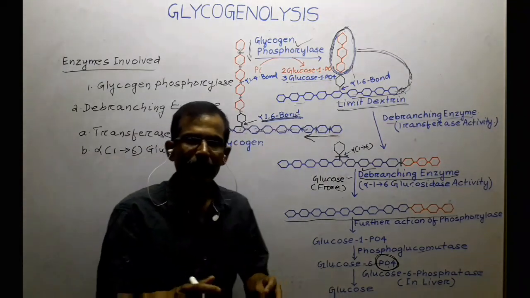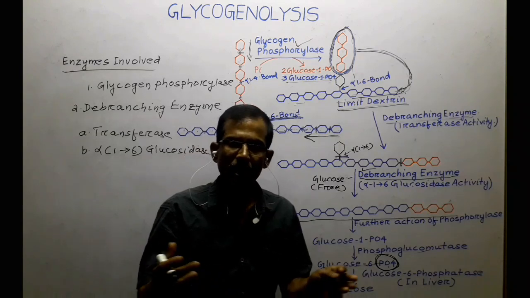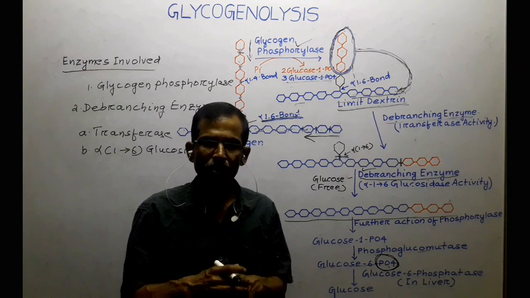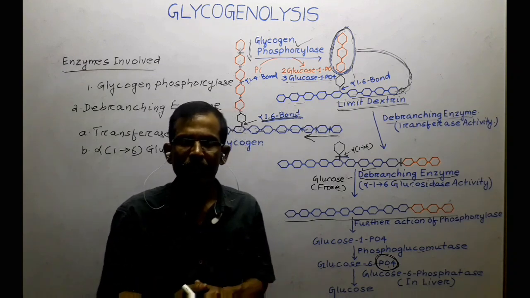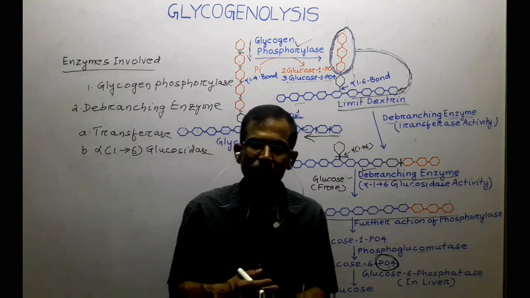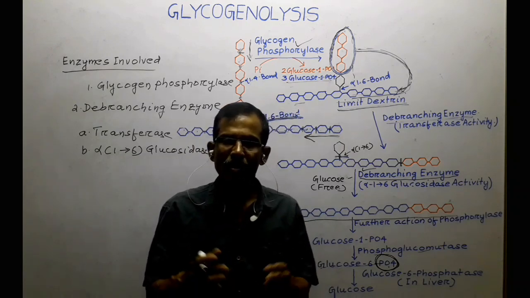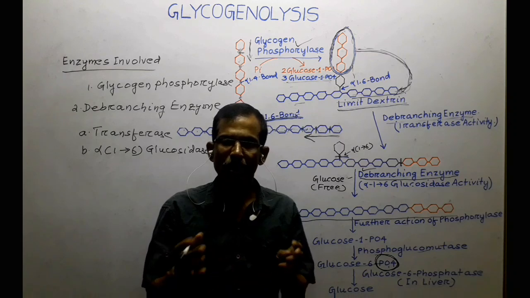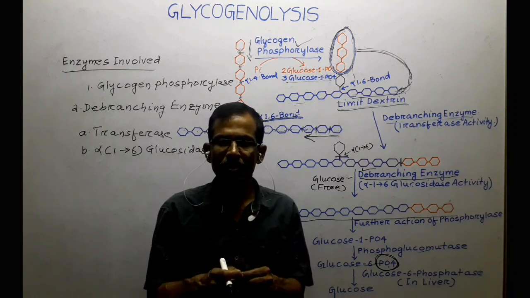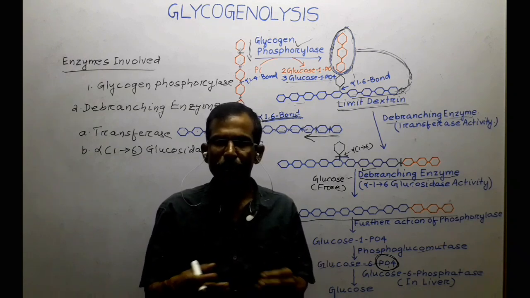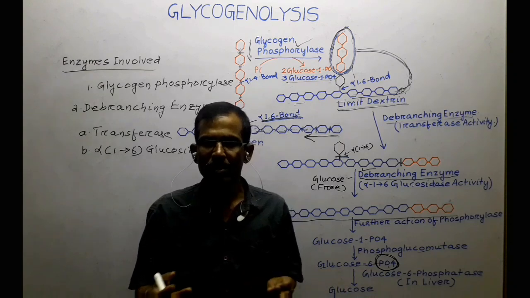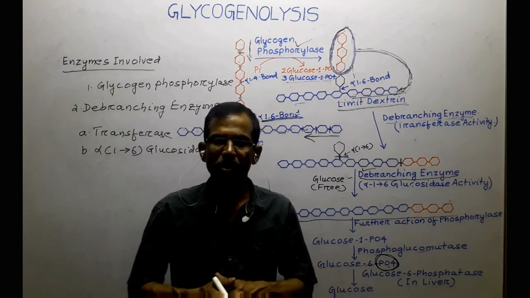So, by the process of glycogenolysis, liver plays a very important role in maintaining the normal blood glucose level in the fasting state. Whereas in other tissues such as muscle and brain, the enzyme glucose 6-phosphatase is absent, so free glucose units are not formed. So friends, this is all about glycogenolysis.